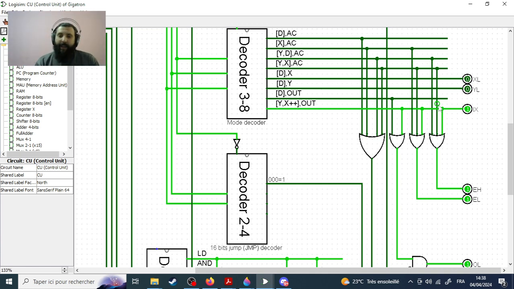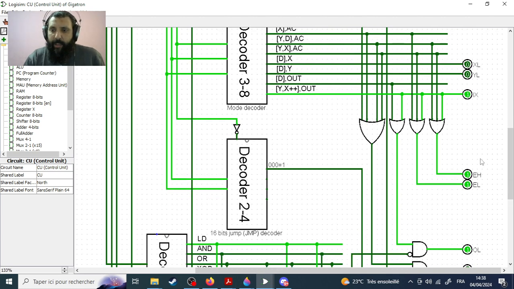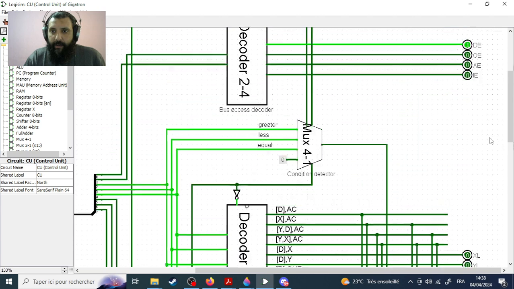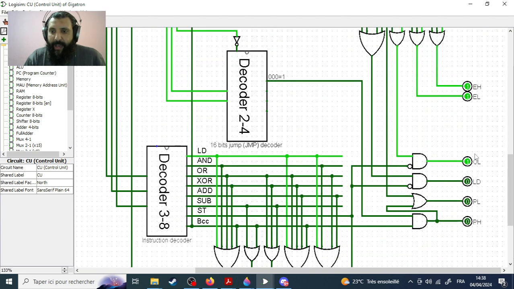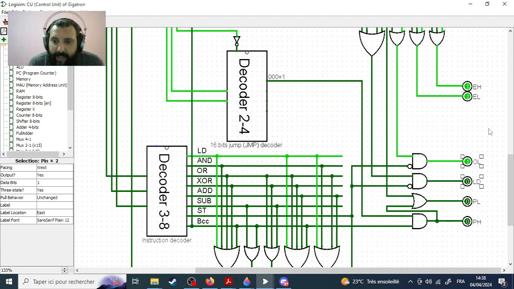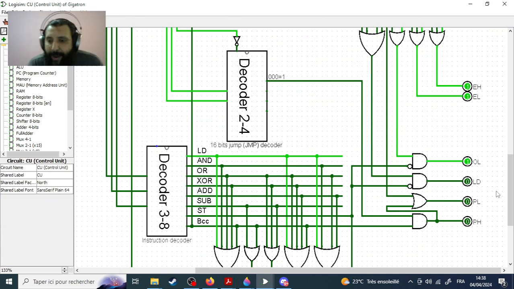But we have the general method to design a combinational circuit by using the five-step method. Anyway, we finished with those two signals. Which one is left? We have this one and this one. We will study them at the same time. Do you remember those two signals? OL is for?